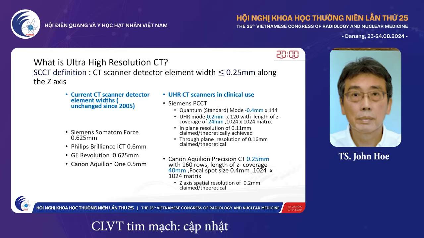The ultra-high resolution CT scanners currently available for clinical use: there's the Siemens PCCT scanner, which can scan in standard mode with 0.4 mm scan collimation, or ultra-high resolution 0.2 mm scan collimation, with a Z coverage of 2.4 centimeters or 24 mm. Canon has a CT scanner called the Precision CT, which has a 0.25 mm detector, but with a Z coverage of 40 mm or 4 centimeters.